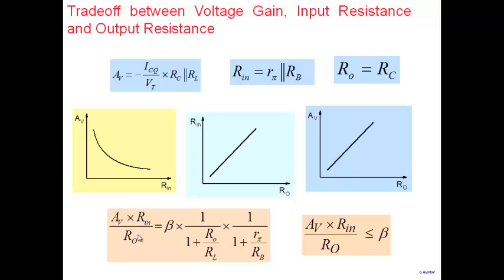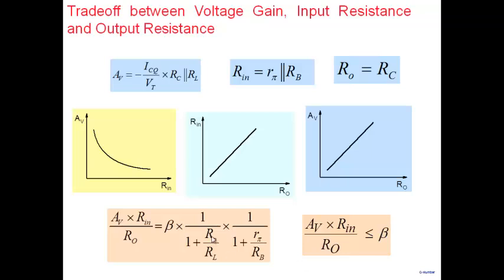So AV by Rn by R0 can, in rare cases, become exactly beta, but most of the time it will be a little less than beta, depending on these factors. So this summarizes the trade-off that you can see here. It's not so much how much lower than beta this factor is. The point is that this factor on the right is relatively constant.